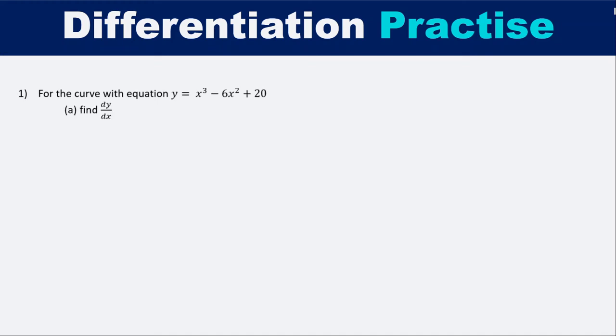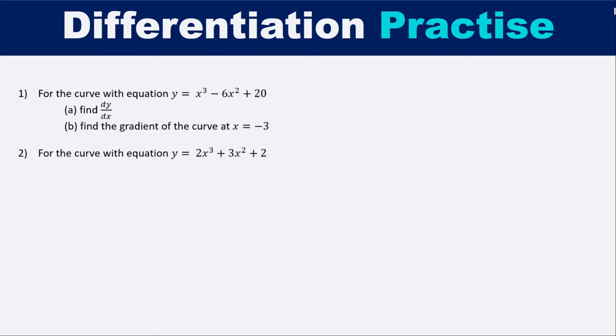For this first one, you just need to find dy dx, that is, differentiate this equation, and note that it's already in the correct index form. Then find the gradient of this curve where x is equal to -3. So using your dy dx, substitute -3 in for x.